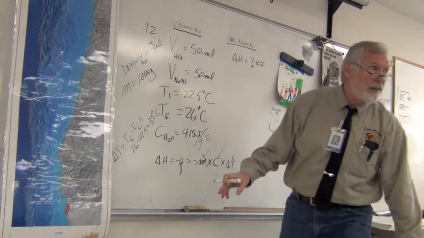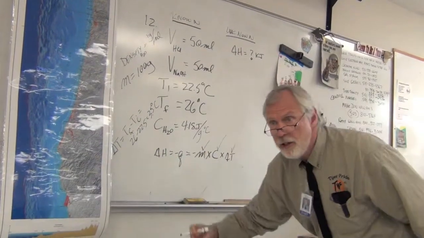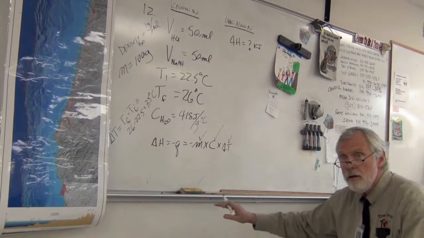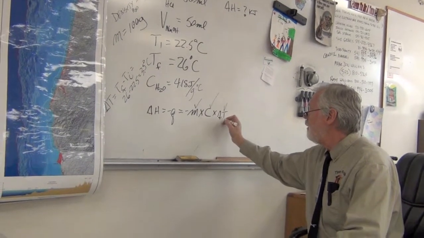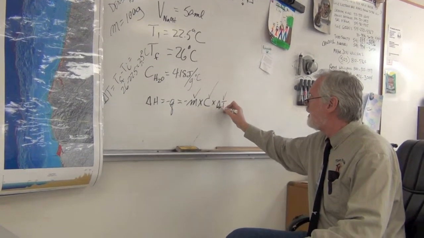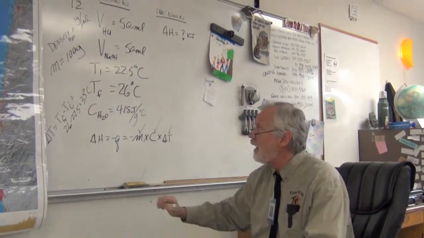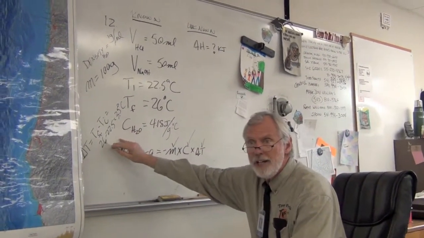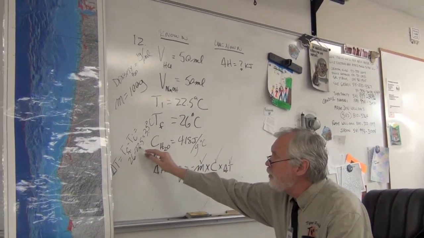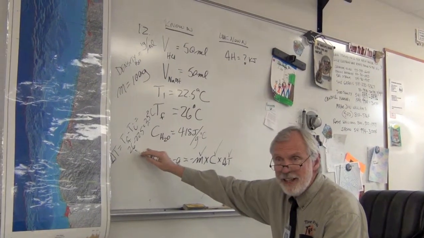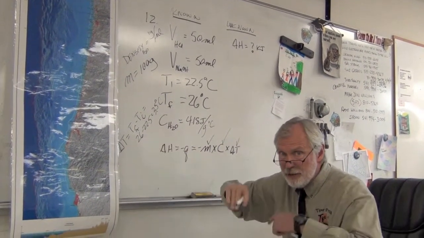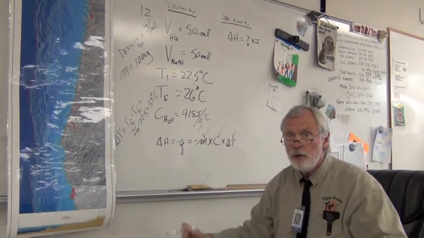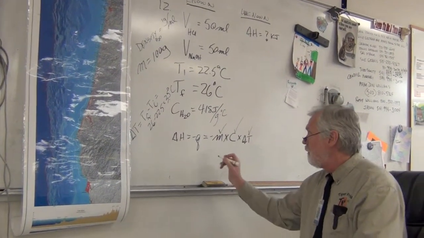You see how I'm doing this? Delta, it's just a triangle that means the change of T, and we changed from 22.5 to 26. That was our initial, this is what we ended up with because it's exothermic, it's giving heat off to the surroundings. We get 3.5.